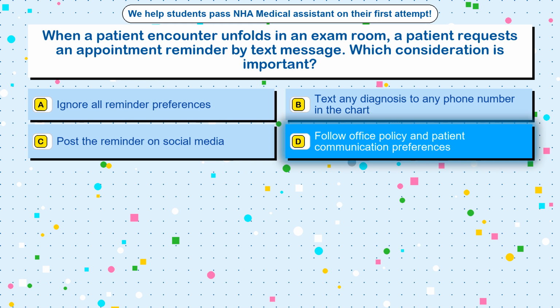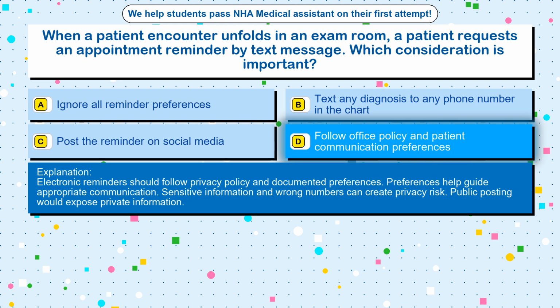The correct answer is option D, follow office policy and patient communication preferences. Electronic reminders should follow privacy policy and documented preferences. Preferences help guide appropriate communication. Sensitive information and wrong numbers can create privacy risk. Public posting would expose private information.